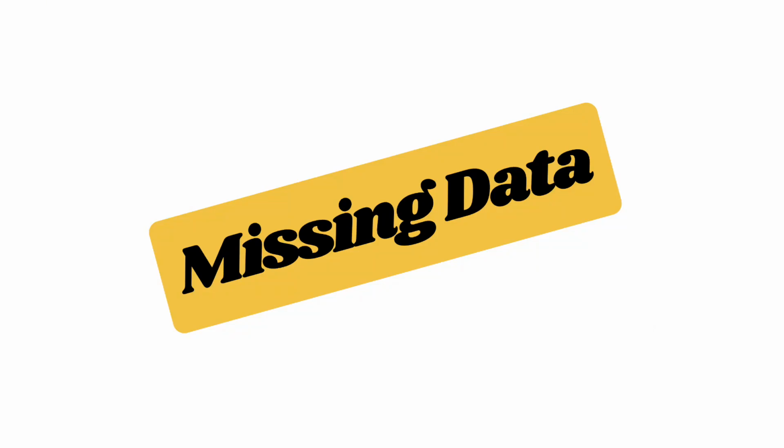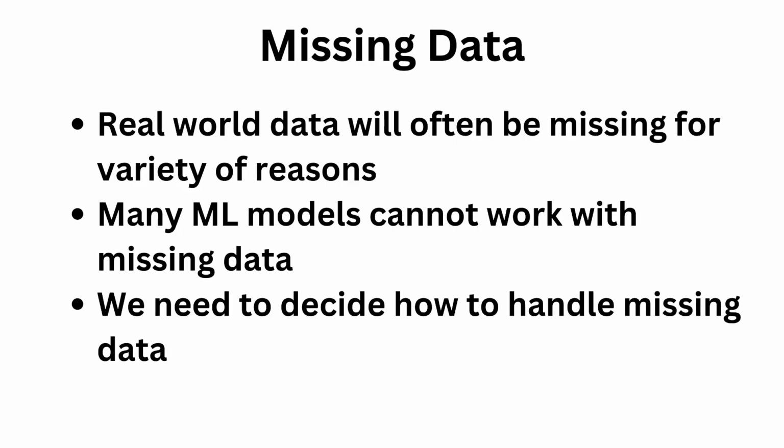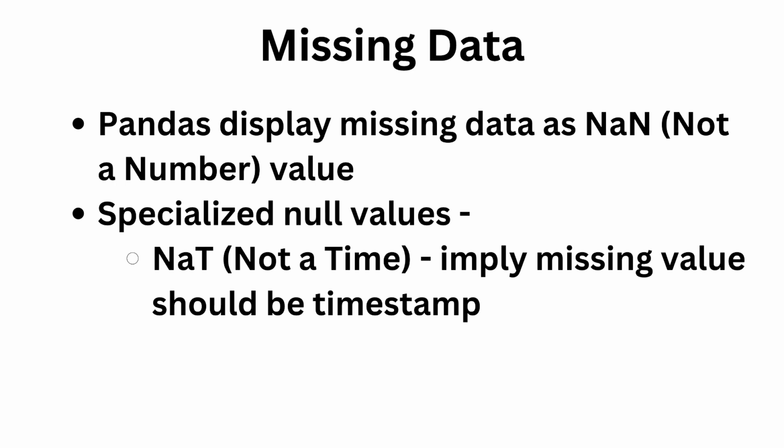In part 1, we're going to give you an overview of the options you have when dealing with missing data. And then in part 2, we'll actually show you how to implement these options with Pandas. As you are already aware, real-world datasets are often going to be missing data for a wide variety of reasons. Unfortunately, many machine learning models and statistical methods cannot work with missing data points. They require some number to be there. So, if that's the case, we need to decide what to do with the missing data.